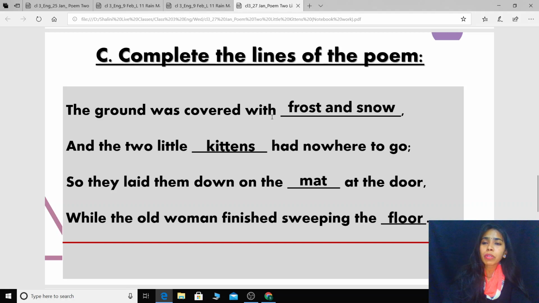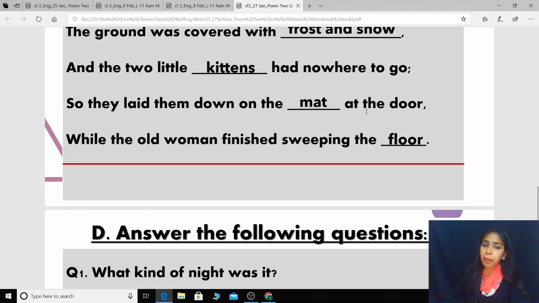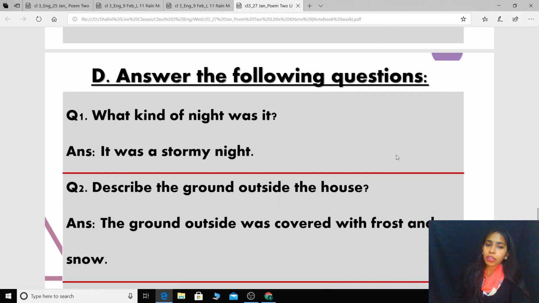The ground was covered with a dash. So the ground was covered with frost and snow, and the two little dash had nowhere to go, meaning the kittens had nowhere to go. So they let them down on the mat on the floor while the old woman finished sweeping the floor. Right, children? Now question answers.